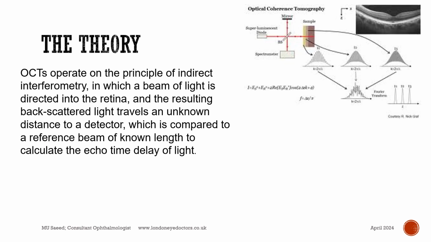Basically, the principle is indirect interferometry, in which a beam of light is directed onto the retina. The resulting backscattered light travels an unknown distance to a detector, which is then compared to a reference beam of known length to calculate the echo time of light.